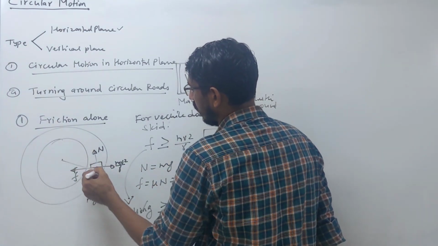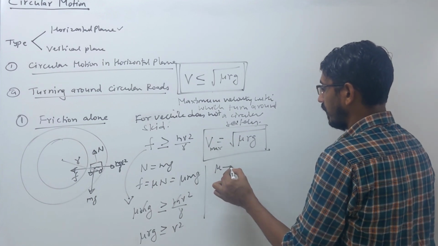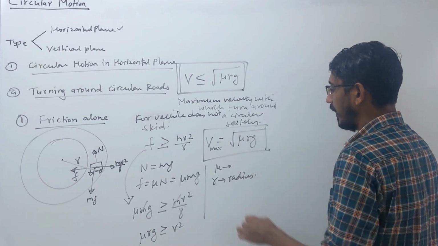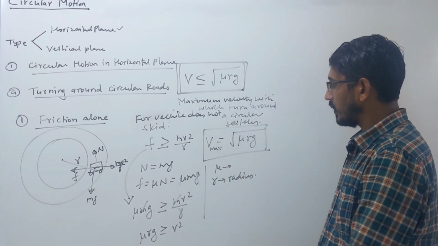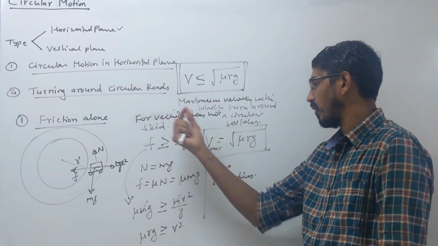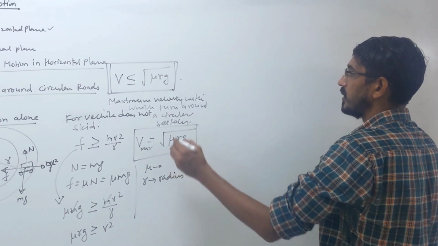Here r means the radius of this circle. You are turning around a circular road, that's radius r. Mu is the coefficient of friction, you know, no need to write. R is the radius of this circular turn, and g is the acceleration due to gravity. So this is the speed at which you can travel on a circular road without skid.